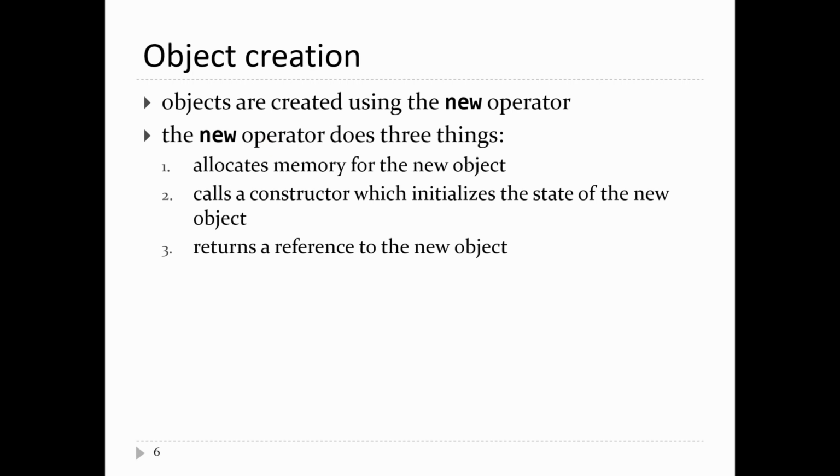Right? So new does three things. It allocates memory for the new object. Most objects have data, and that data occupies memory, so new needs to allocate enough memory to hold that data. New then calls a constructor, and the constructor is responsible for initializing the object, so it's responsible for initializing the data that the object has. And then it returns a reference to the new object so that the programmer can actually use the new object.